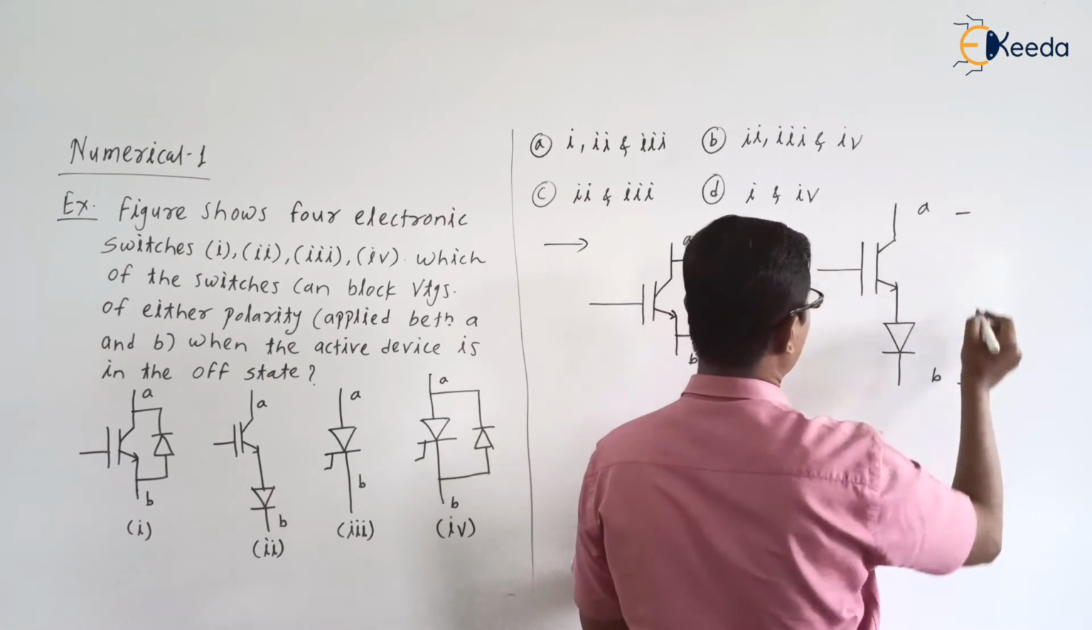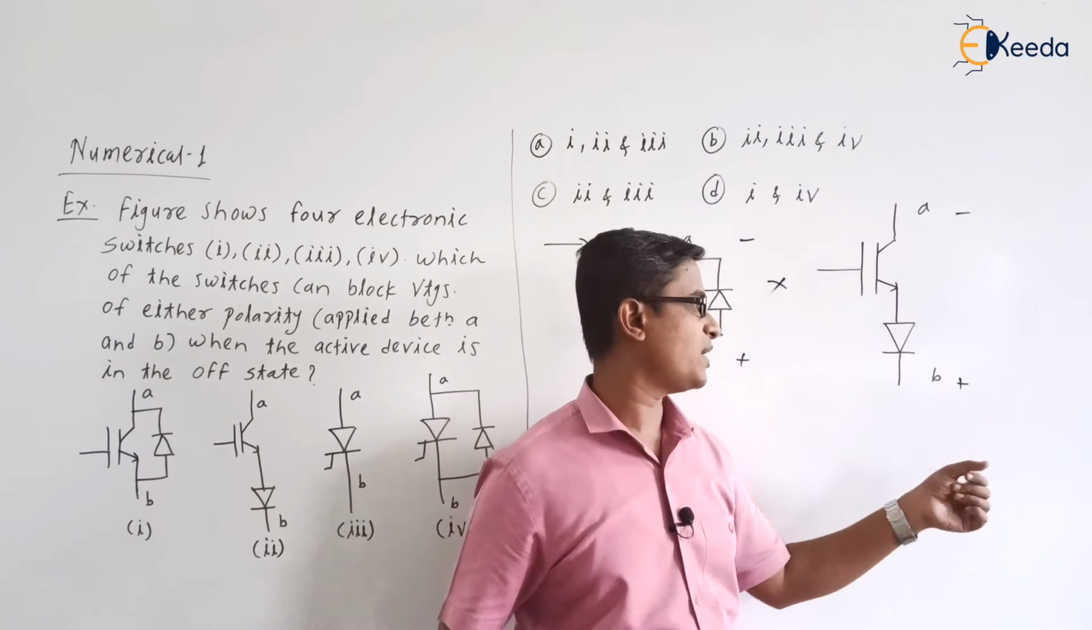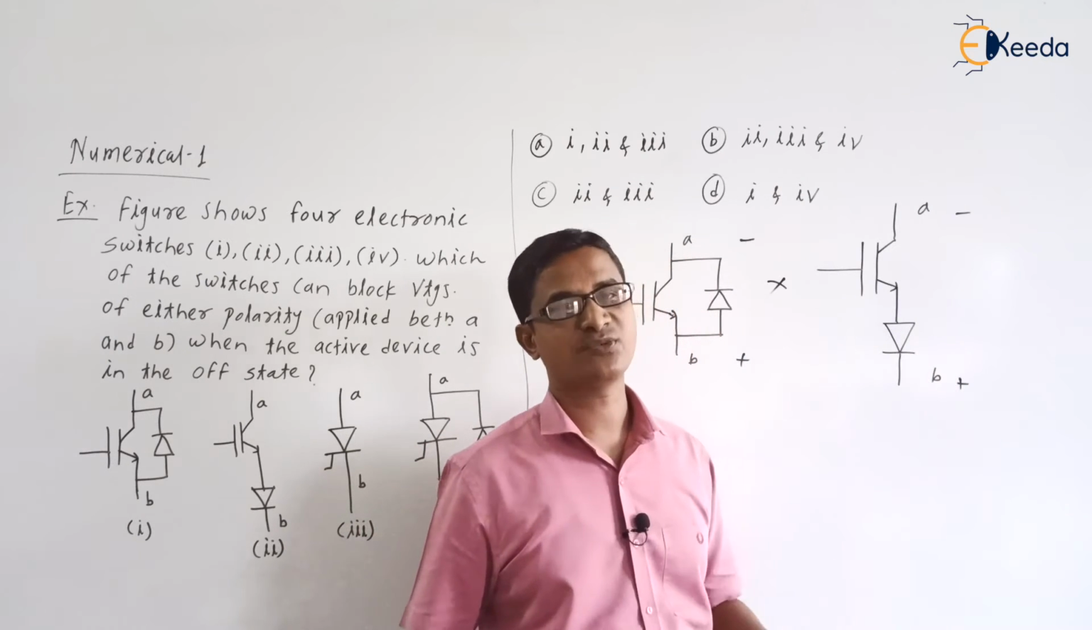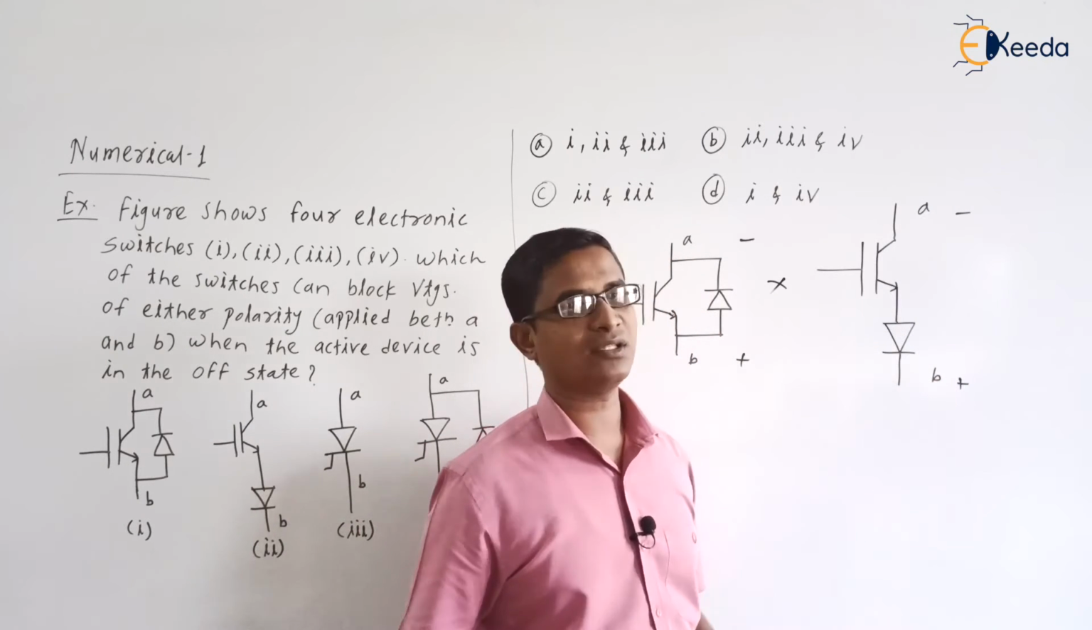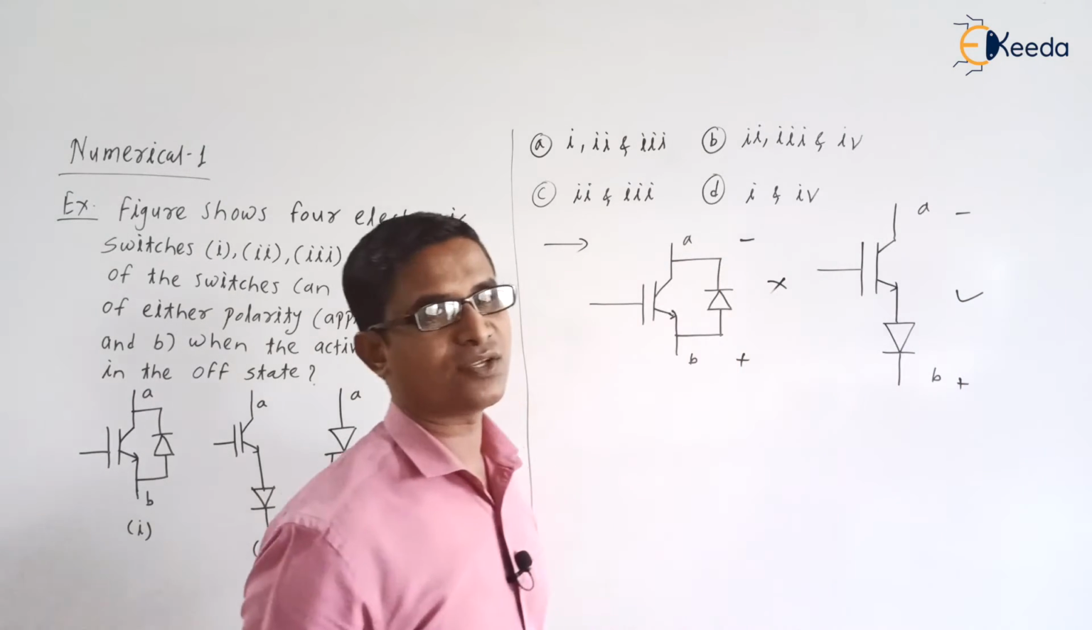Let us check for the reverse voltage, minus here plus here, right? So when here it is minus, here it is plus, yes, this diode will be in the reverse bias mode, so definitely this will block the reverse voltage as well. So the second switch blocks the forward as well as reverse voltage.